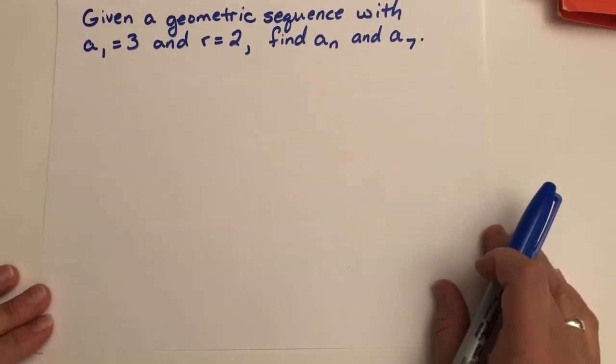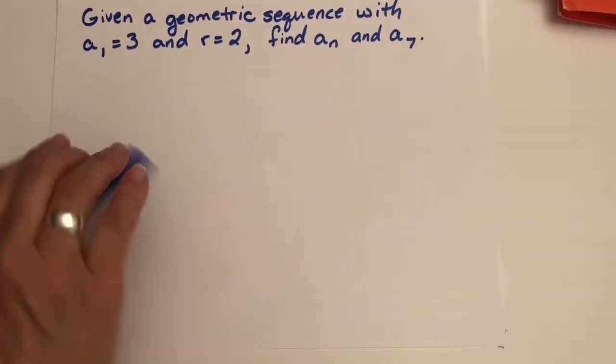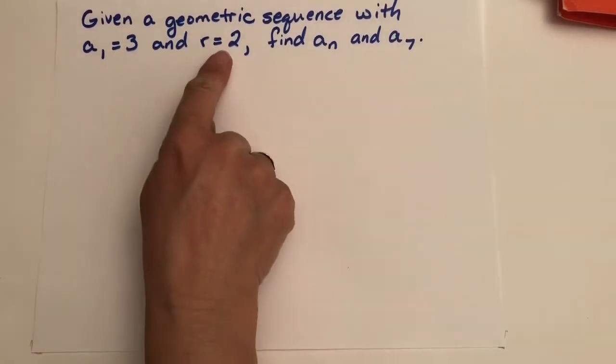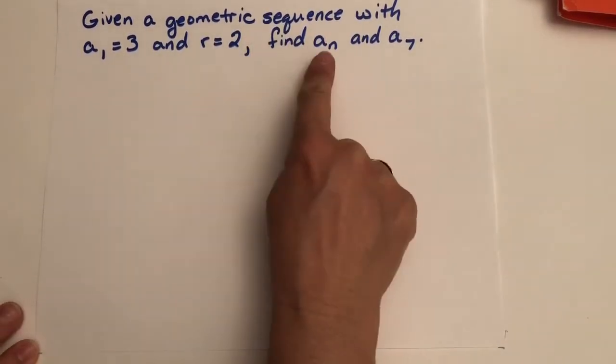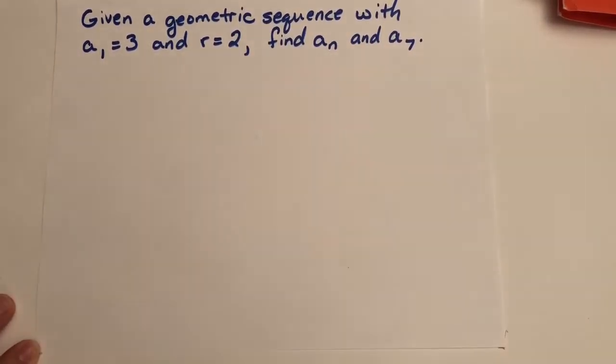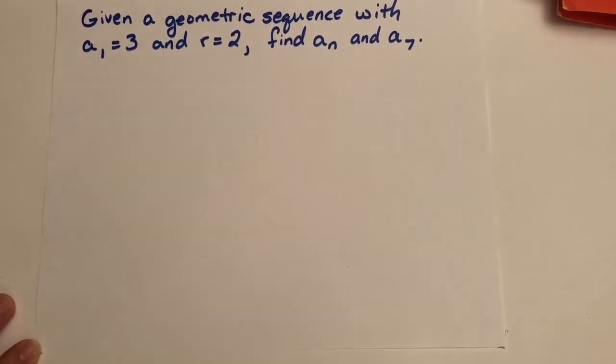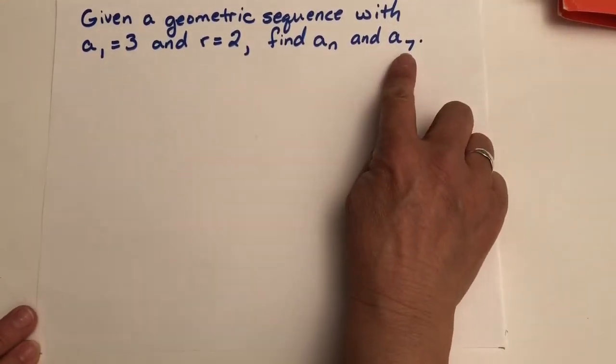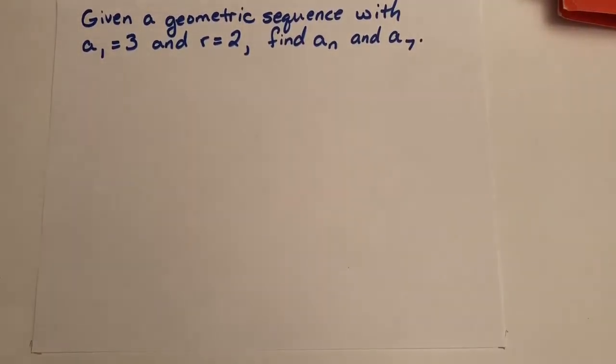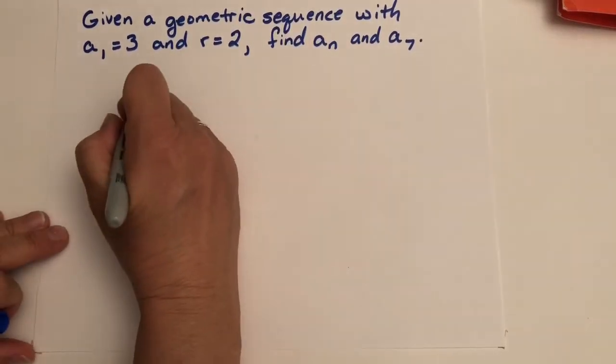Here it is: given a geometric sequence with the first term equaling 3 and r equaling 2, find a sub n and a sub 7. In other words, finding a sub n means find a formula that represents the nth term, and we'll find the 7th term in this sequence. So let's just start with the formula.